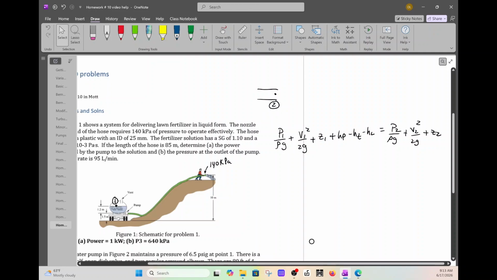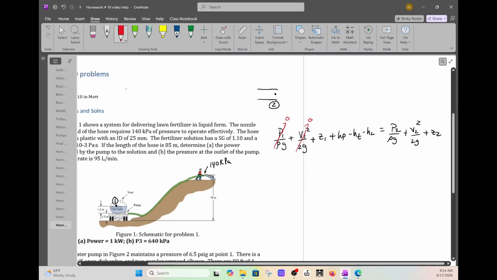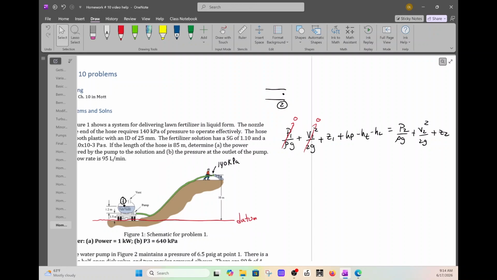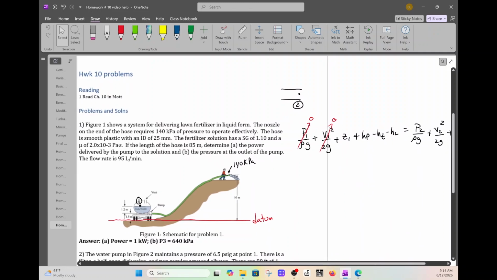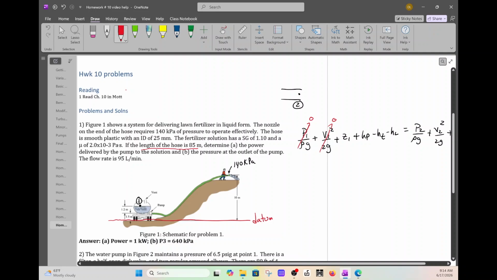that P1 I would cancel because that's atmospheric. Velocity at 1 is also 0. And I believe there is an elevation change, but I guess I would maybe call this your datum. So then you have Z1 and Z2. I believe there are no minor losses, so it doesn't give you anything about that, but it does tell you the length of the hose, so there is a major loss.